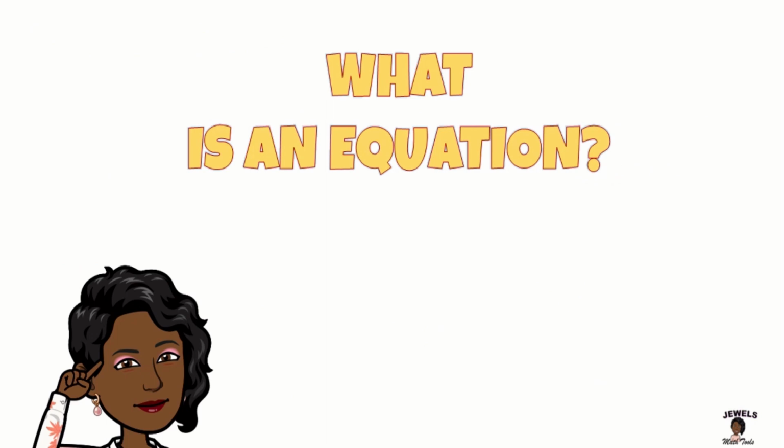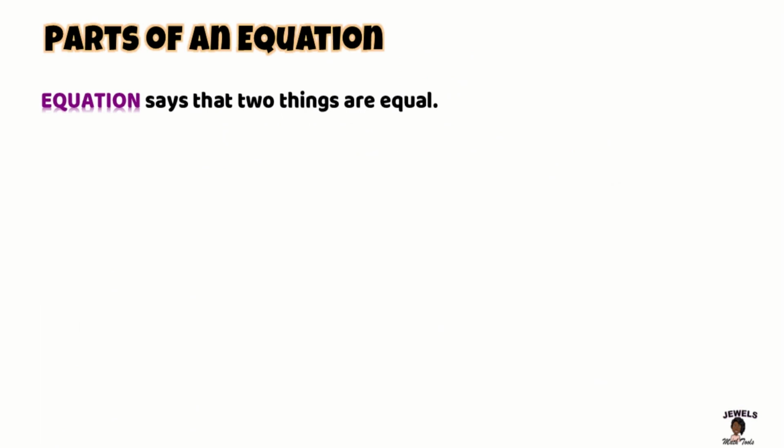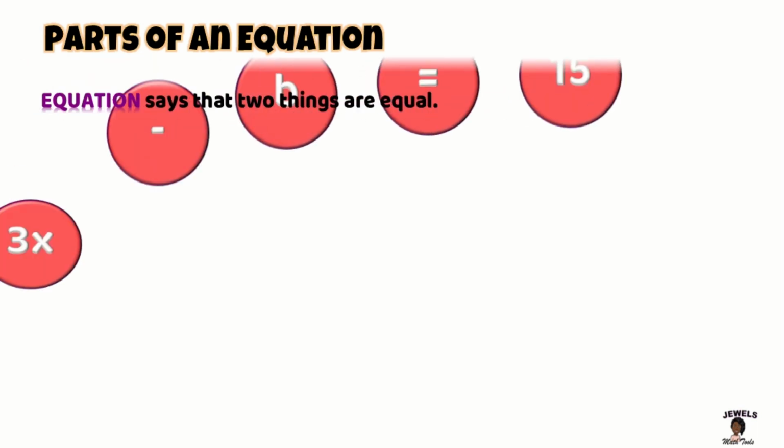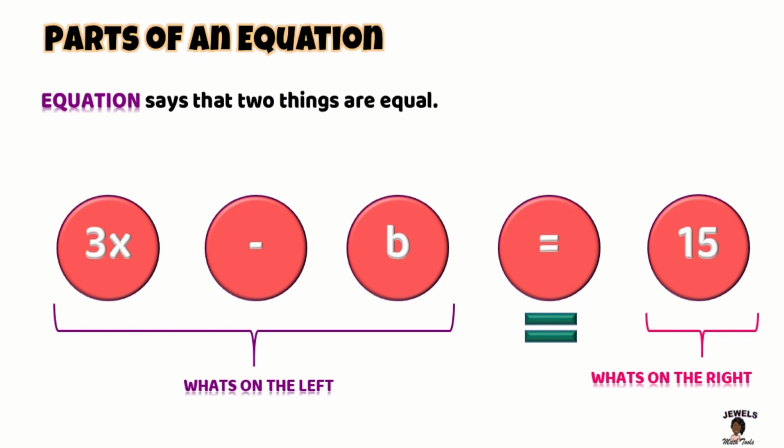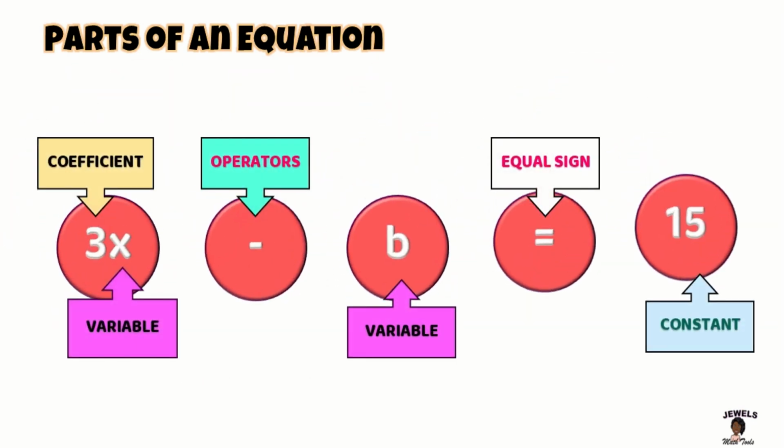So let's look at what is an equation. In math, what you need to remember is that an equation just simply says that two things are equal. So anytime you have an equation, there is usually an equal sign involved. And what this equal sign simply tells us is that whatever we have on one side of the equation is equal to whatever is on the other side of the equation. So regardless of how it may look, it just tells us that these two things are equal. So let's look at the parts of our equation.